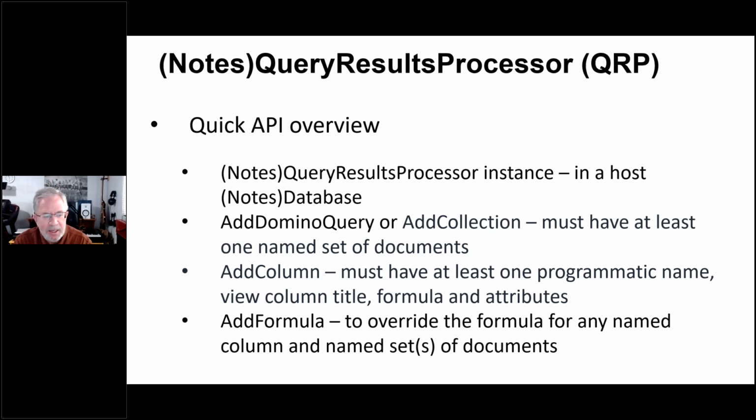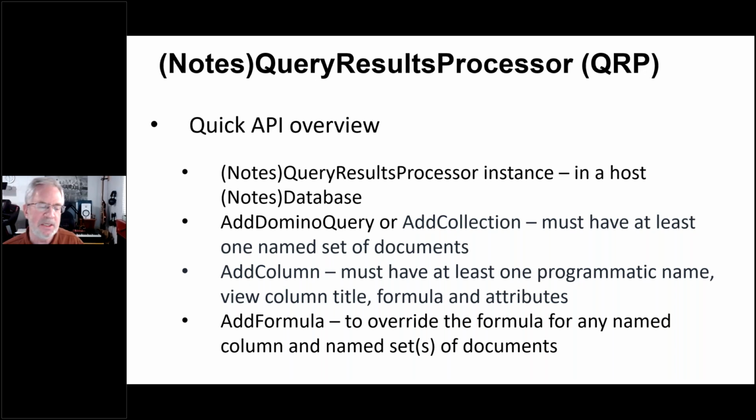And then you have to add columns. Think of this as left to right, view columns you're adding. At least one, of course. You can't really have a view without a single column. It has a programmatic name, a view column title, a formula, and some attributes on the end, which correspond to that column. You must have one.